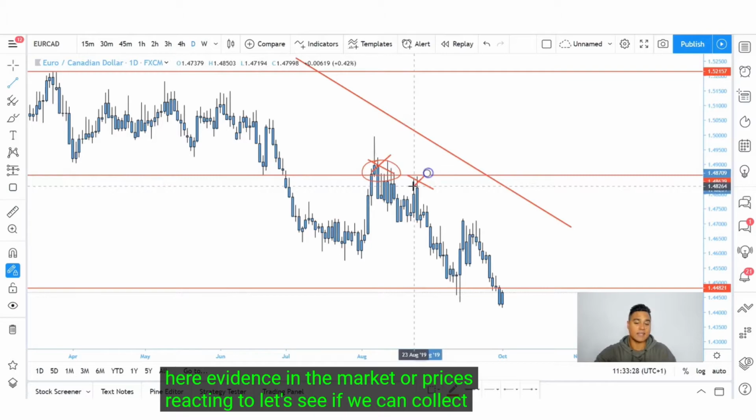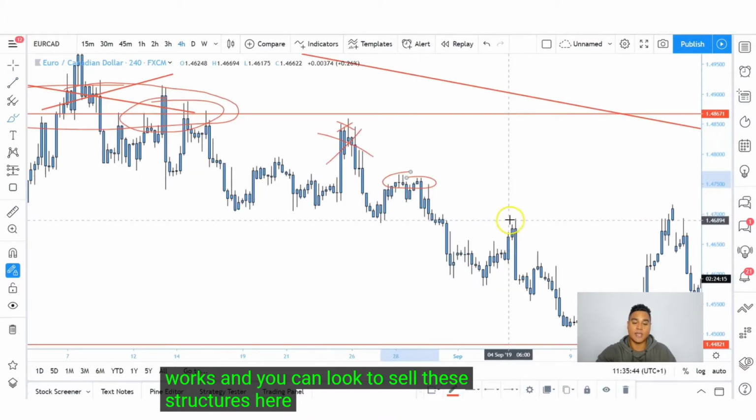Now, we've built enough evidence to know that even if we're not the first in this trade, we know how structure works, and you can look to sell these structures here, these structures here. If you got caught out here, that's fine. Remember, you're using risk management. So you wait for a re-entry. If you don't take any of these trades, you can look to trade here, you can look to trade here, and you continue doing that until price gets to a major level or the market decides to reverse in the opposite direction.